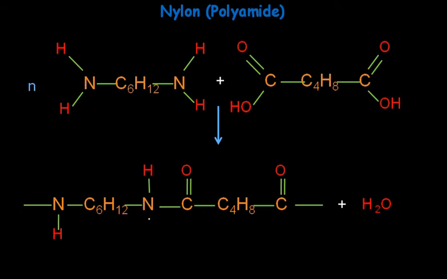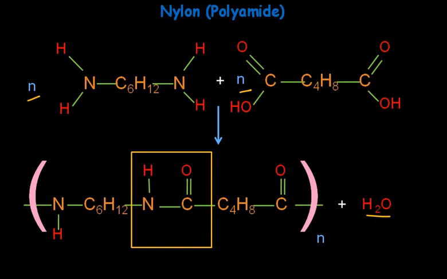Here also we can see that one of the hydrogen from the amine group of both sides and the OH group of the carboxylic group from both the carbon is removed to form the water, and an amide linkage is formed here. And when n such molecules of the amine monomer and n such molecules of the carboxylic monomers react together, then the polymer formed is with n number of such repeat units and n number of water molecules.